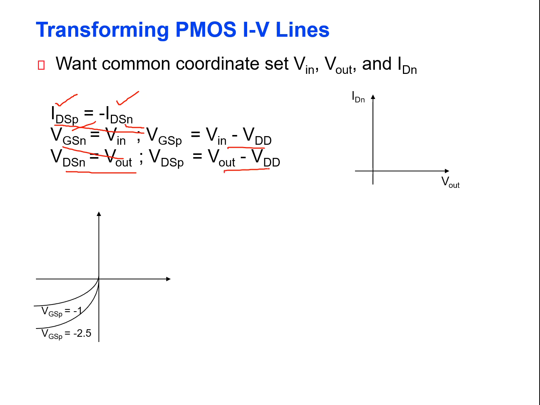And on the third quadrant, we are measuring ID versus Vout. As it is VDSN, it is ID versus VDSN. Now it is IDSP or IDSN, and we need to maintain a common current, hence these can be equated. VGSN is equal to Vin, and VGSP is equal to Vin minus VDD. Now we need to form a common input and common output Vout voltage.